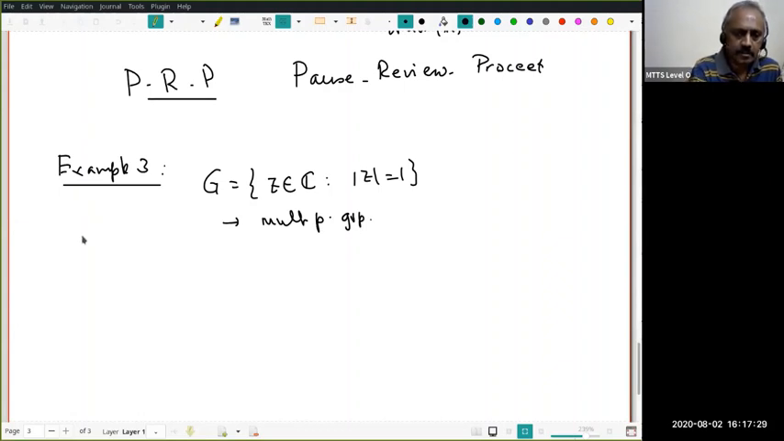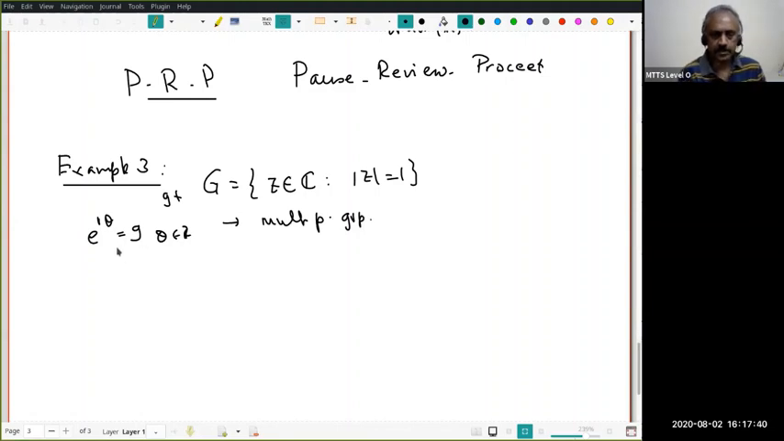Any element is of the form e power i theta. If g is here, g is of the form e power i theta for some theta real. In terms of cos theta and sin theta, it is cos theta plus i sin theta. That's why it's called a circle group, because this can be pictured as a circle. Now what is my X? My X is going to be C, the set of complex numbers.